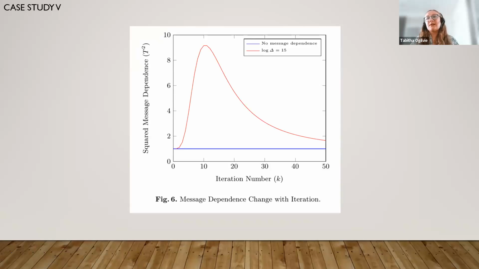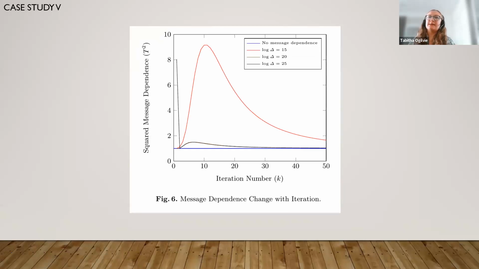And we get, for log delta is 15, very high message dependence at these intermediary iterations, but it starts to fall, but it's still pretty high. But if we increase delta to 20, we get that the message dependence falls massively, which is quite encouraging. And yeah, if we put in 25, you can't really tell the lines apart past iteration 2.